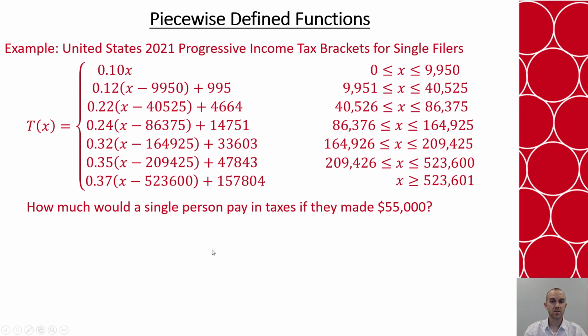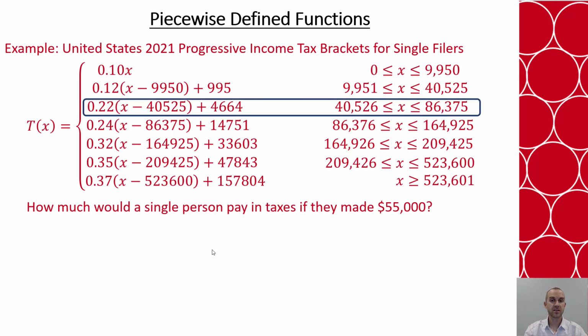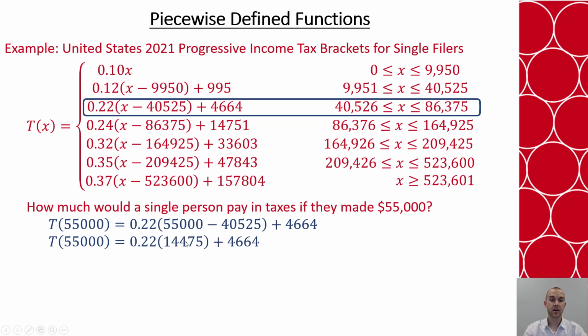All right, so let's look at another example. What if they made $55,000? So if they made $55,000, we'd be looking at the 22% tax bracket because it falls between 40 and 86,000. So I substitute in 55,000. I simplify my parentheses. I multiply, and then I add my values. And you see here, I put 50 versus just 0.5 because we're dealing with money, and that's 50 cents.